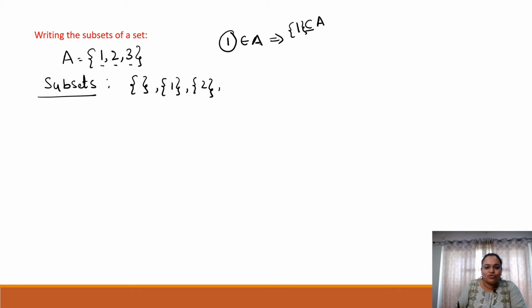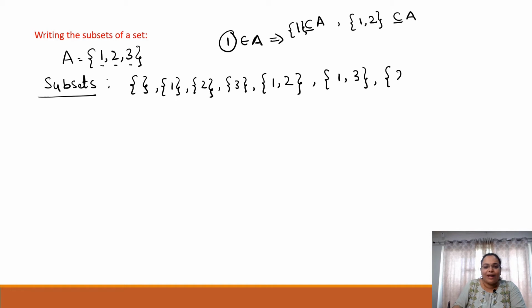1, 2, 3. Once we have completed single elements, we'll go with the two elements. 1, 2 belongs to set A. After 1, 2, I will take 1 and 3, 2 and 3. Then 1, 2, 3. So how many subsets did you get? 1, 2, 3, 4, 5, 6, 7, 8.